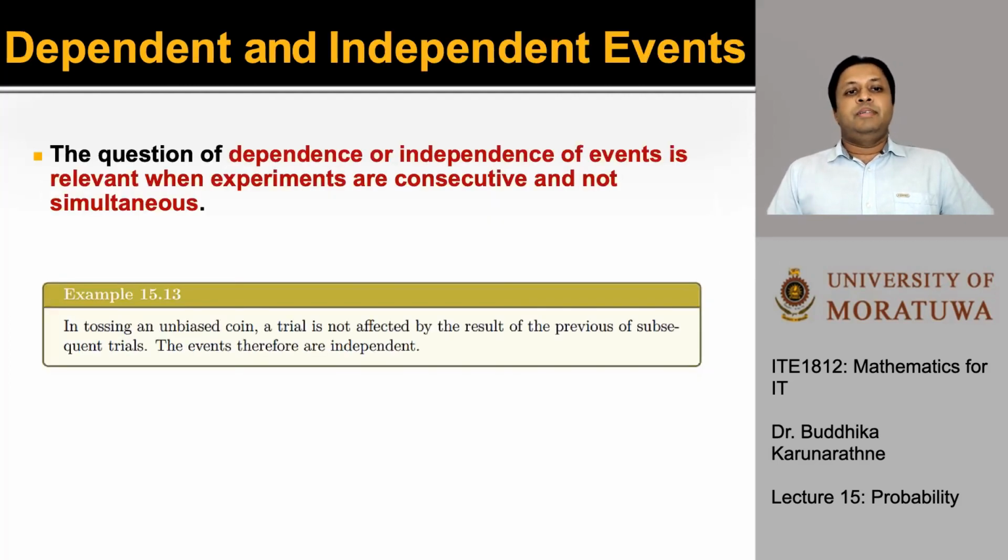Now we define dependent and independent events. The question of dependence or independence of events is relevant when the experiments are consecutive and not simultaneous, so one happens after the other. For example, in tossing an unbiased coin, a trial is not affected by the result of the previous trials. So in this case, these events are independent.